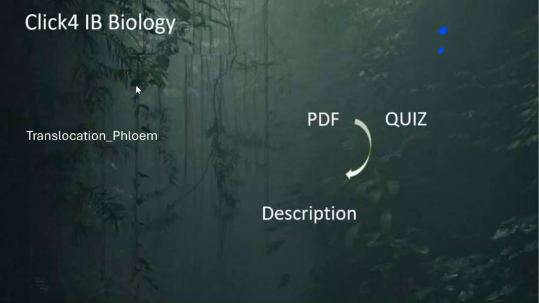We're studying topic B 3.2, transport. We're looking at a transport system in plants which takes place in the phloem, which is known as translocation.